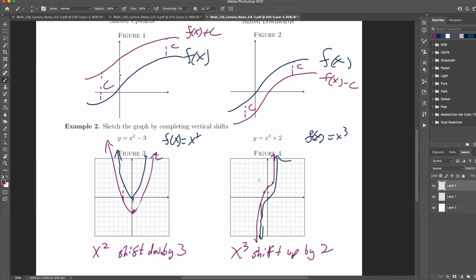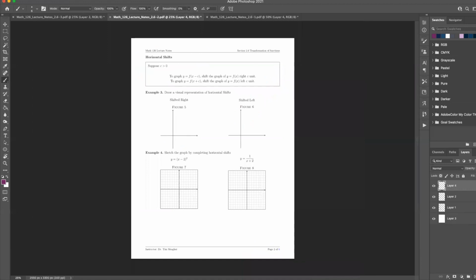We're going to do this level of detail for each of the shifts, even though it's probably not necessary for the vertical shift. But for the horizontal shift, the shrinking and stretching, and the reflections, I think it's useful, so that you can clearly see where we started and where we went. Because at the end of this, we're going to put it together as multiple shifts at once. Okay, let's go ahead and do this next one here.